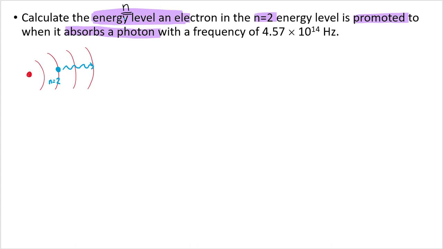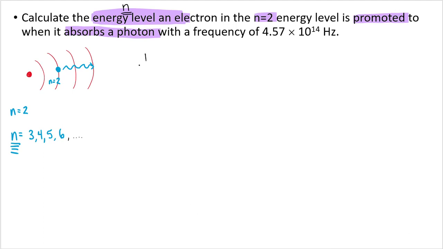So the new energy level that we're going to be solving for can only be something like 3, 4, 5, 6. That's what our solve is going to be. We know that our first is going to be in n equals 2. It starts at n equals 2, absorbs a photon, gets promoted to 3, 4, 5, 6, etc. That's what we're going to be solving for. And it has a frequency of 4.57 times 10 to the 14th hertz.